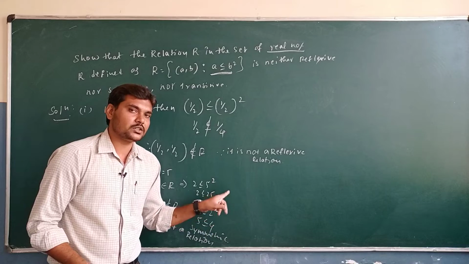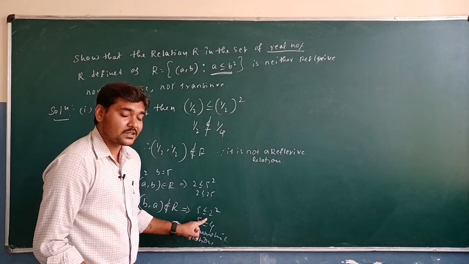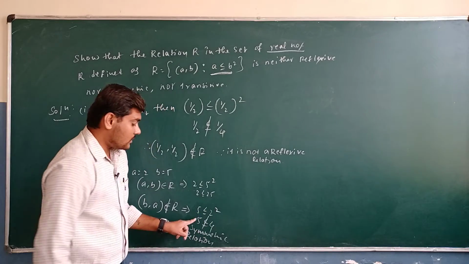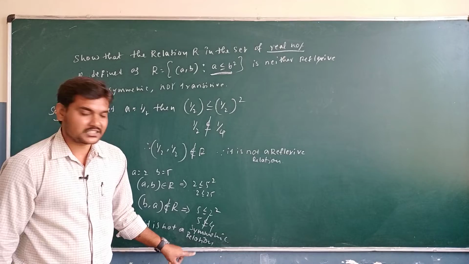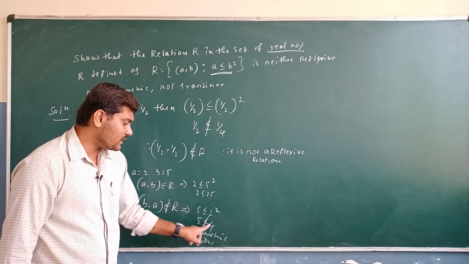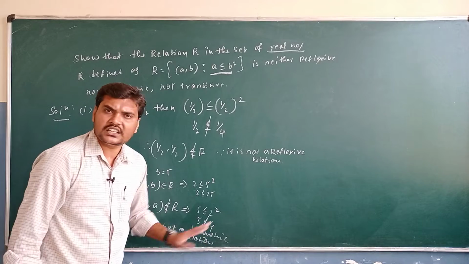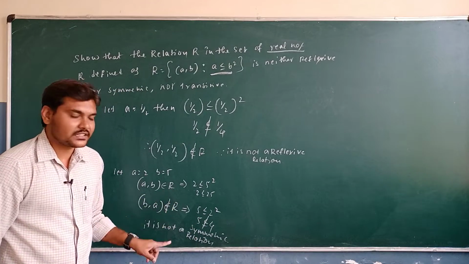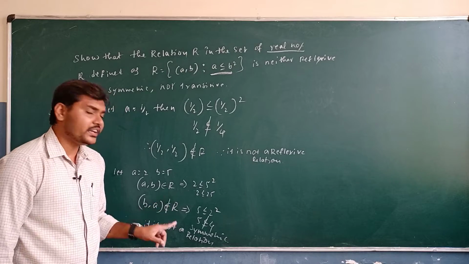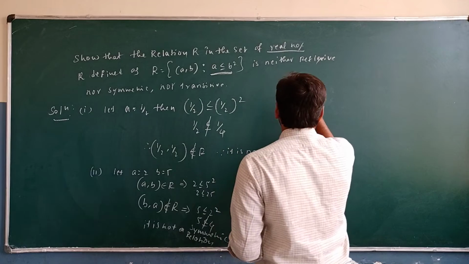5 is less than or equal to 2 square. Then assume here 5 is not less than or equal to 4, then you can say that it is not a symmetric relation because the property will not be satisfied. Will 5 be greater than 4? Never. So (b, a) does not belong to R, then we can say that it is not a symmetric relation. And we need to verify the third relation.